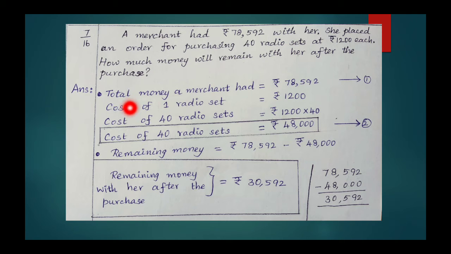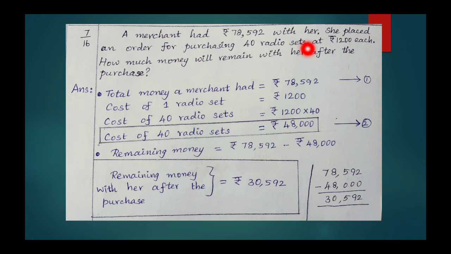Let us see. Total money a merchant had is equal to 78,592. We have written the statement from the question itself. A merchant had, like that you cannot write. This is the amount or money merchant had. So we are writing total money a merchant had is equal to 78,592. Let this equation be equation number 1.